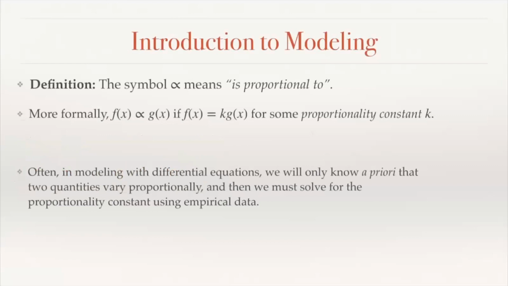So first, this symbol here means "is proportional to." More formally, a function f of x is proportional to g of x if f of x is equal to k times g of x for some proportionality constant k. So for example, if f is always double g, then they are proportional. And often, in modeling with differential equations, the only thing that we'll know a priori is that two quantities vary proportionally, and then we must solve for this proportionality constant using empirical data.